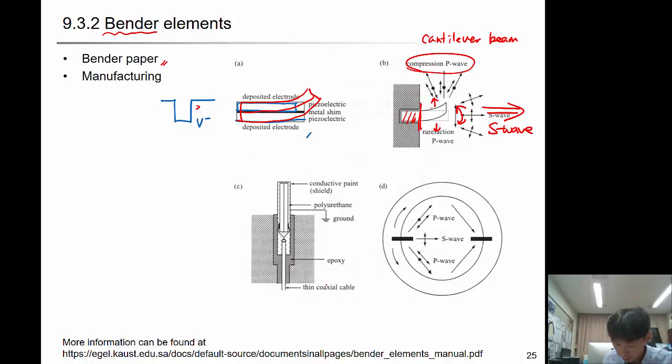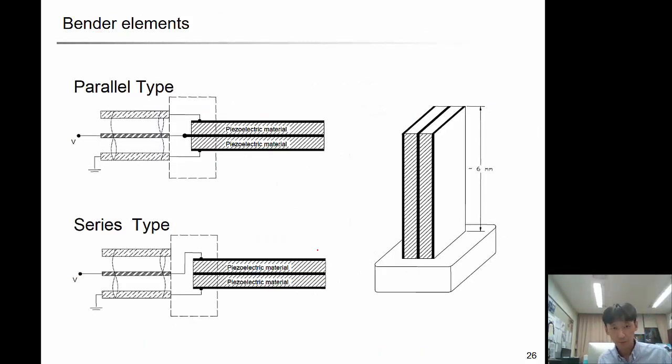And generally, you coat the bend element with some polyurethane or some plastic material, embed it in some plastic screw, and mount it on your cell. So let's look at the bend element types and how they are aligned.